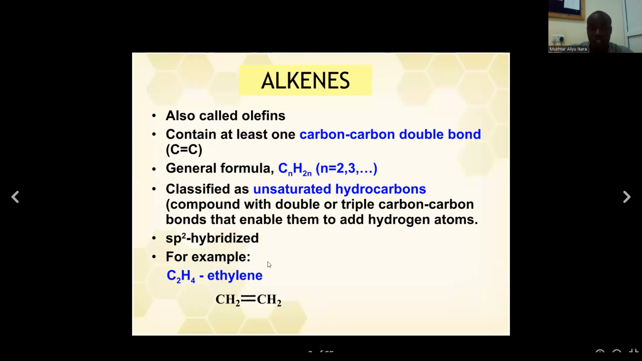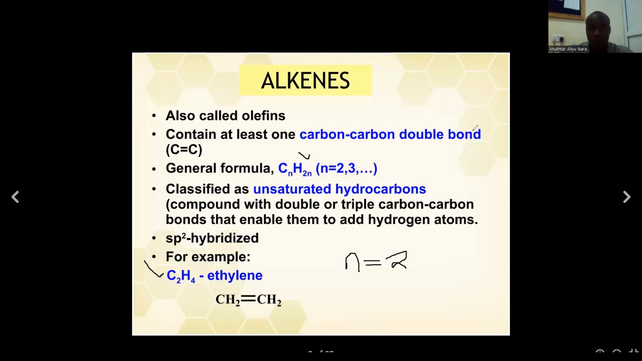When we have a value of n equal to 2, and we substitute this in the formula, we have C2, and 2 times 2 gives us C2H4. This C2H4 is called ethylene. Why is it ethylene? It is because it contains one double bond.